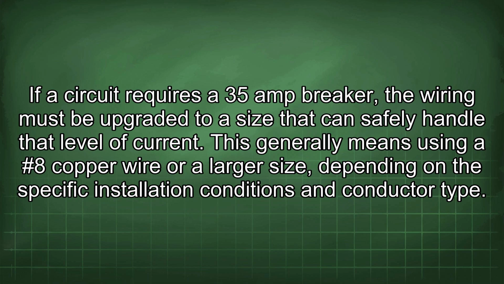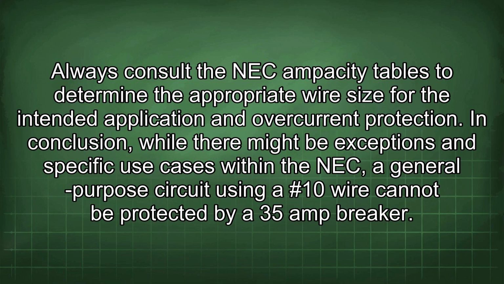If a circuit requires a 35 amp breaker, the wiring must be upgraded to a size that can safely handle that level of current. This generally means using a #8 copper wire or a larger size, depending on the specific installation conditions and conductor type. Always consult the NEC ampacity tables to determine the appropriate wire size for the intended application and overcurrent protection.